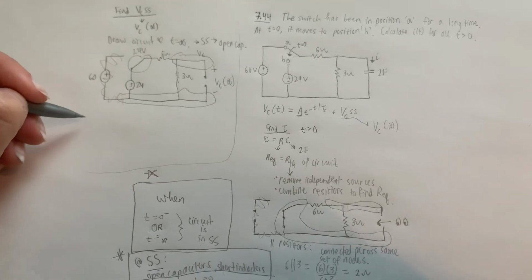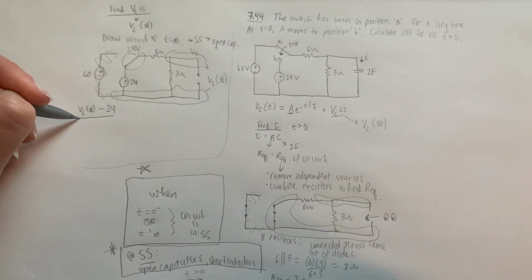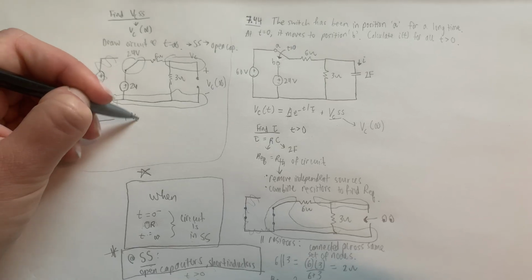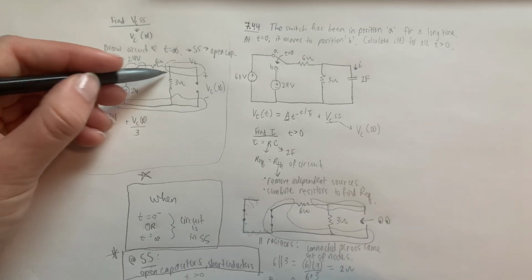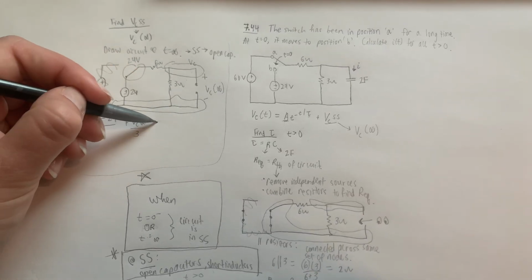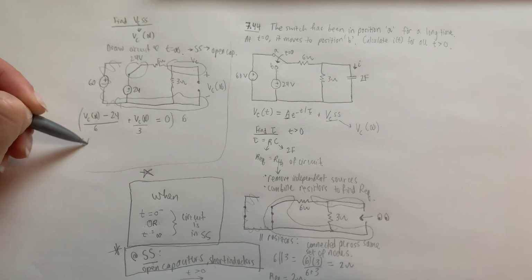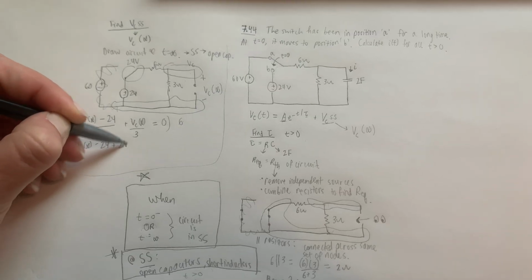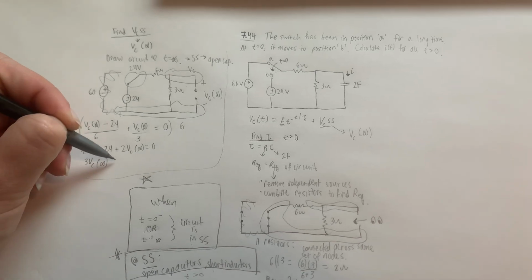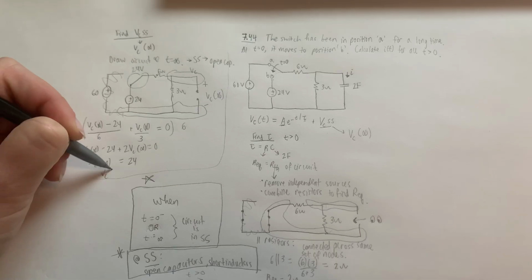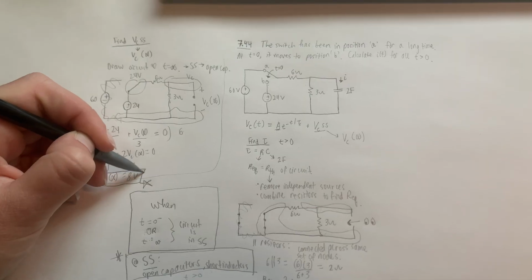Reference node or ground. I'm going to write my equation at that node. Minus 24 over 6 ohms plus VC over 3. So I went this way, then I went this way. 0 current through here again because of open circuit. Set equal to 0. Clear the fraction. Combine like terms. VC at infinity equals 8 volts.